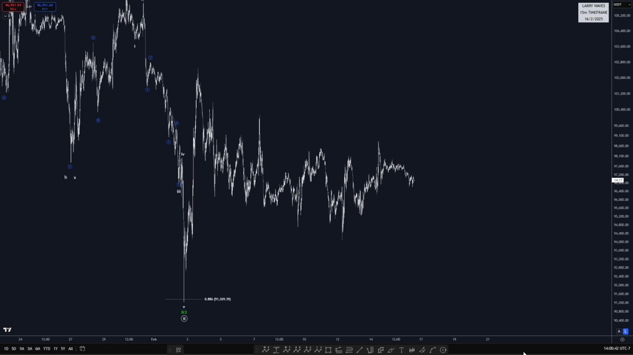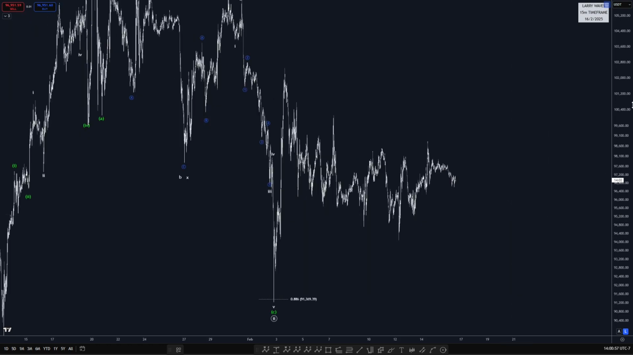We're at a pretty clear point in time where we're going to see a significant pivot occur, either to the upside, which is what we expect, or to the downside. Let's go ahead and discuss those two counts.